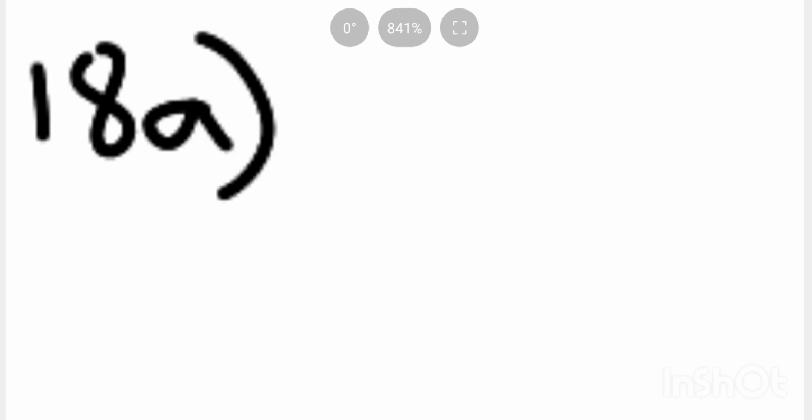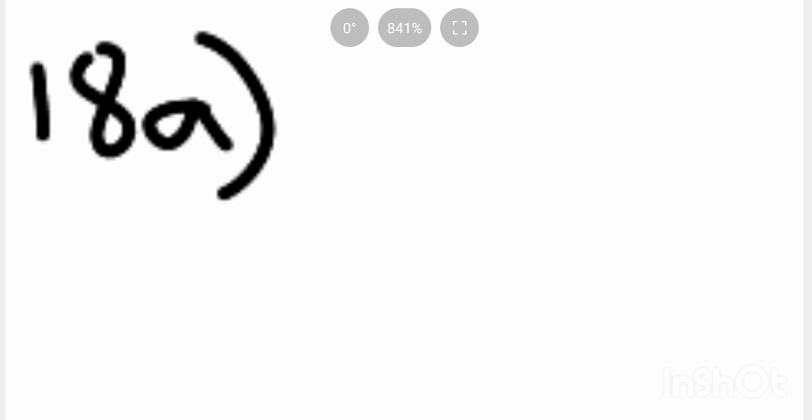So question number 18. And this has parts. So 18A. The cost of making a phone call is a fixed charge and a charge per minute. The costs of phone calls up to 5 minutes are represented by the graph. 18A, write down the fixed charge.